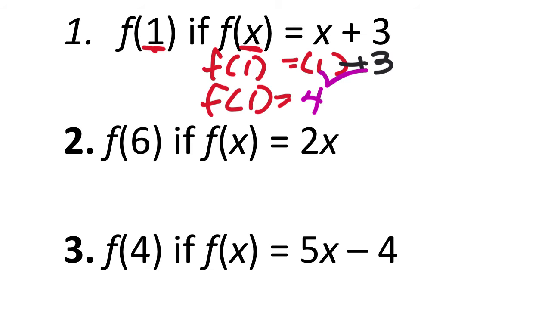Whatever's in the parentheses, you replace into the equation, which we saw in the last assignment, which is good. But in addition to that, you'll want to know that this gives us the ordered pair 1, 4, right? 1, 4, x is 1, y is 4.